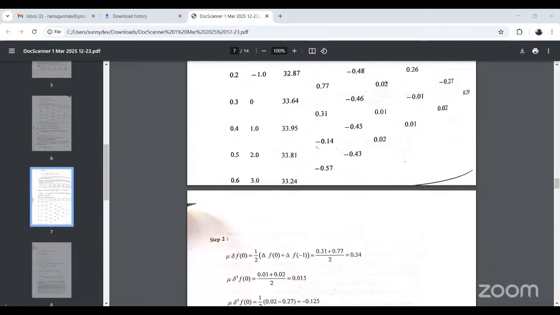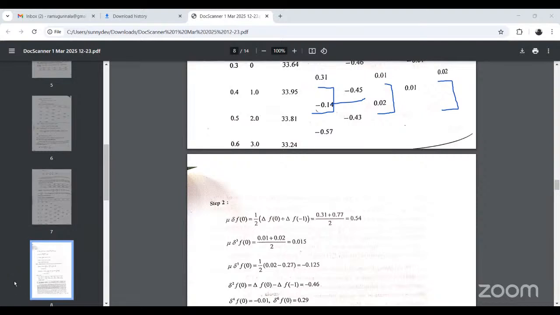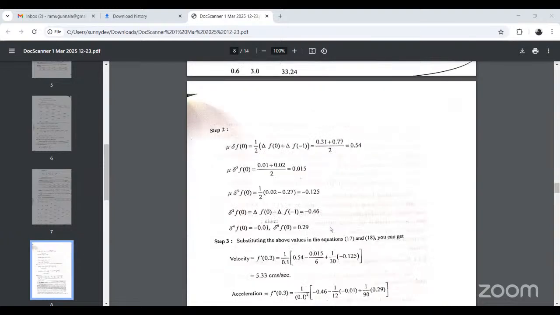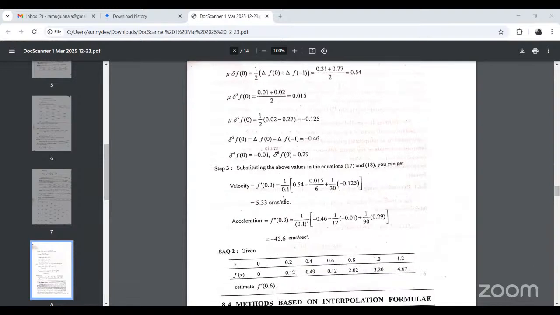So here we need to find out the delta f y naught. So this by this two, oh sorry, 1 by 2 into this 2. And next, delta square, the delta cube, 1 by 2 into this 2. And the final thing, so now you understood, 1 by 2 into delta. Okay, so these are all the values. All the values we should substitute in that formula.